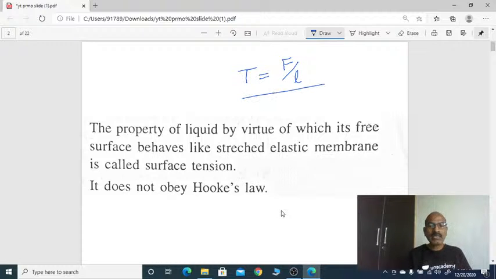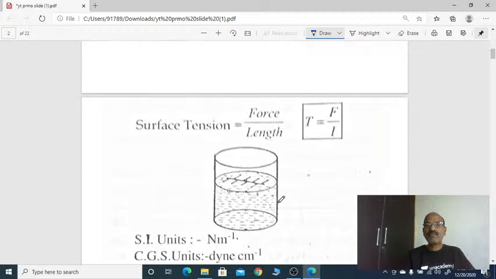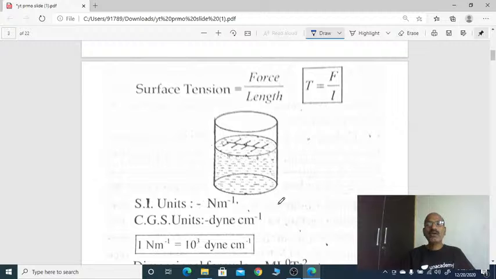So surface tension does not obey Hooke's law. We know that Hooke's law says, within the elastic limit, stress is directly proportional to strain. Surface tension is force acting per unit length, with SI unit Newton per meter. So the property of the liquid due to which the free surface behaves like a stretched membrane is called surface tension, right? Surface tension is force per unit length.